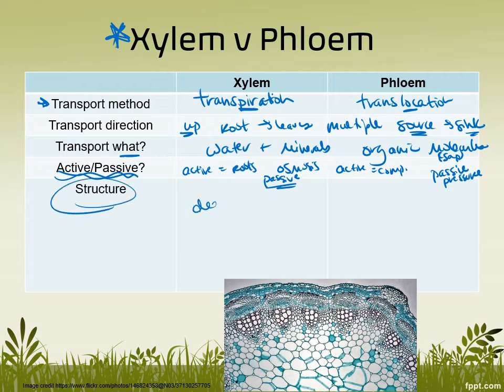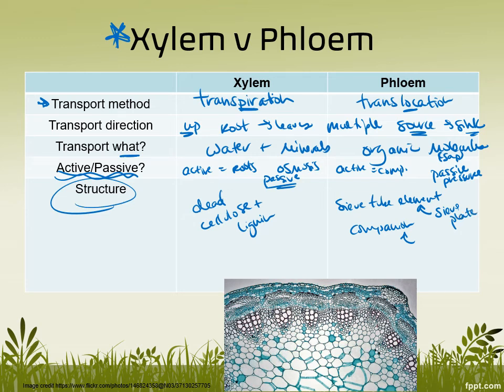Structure, xylem is completely dead. We have just cellulose cell walls and that lignin that helps to support the cellulose. In our phloem, we have two kinds of cells. We have the sieve tube element cells, and then we have the companion cells. These guys are almost dead, but not quite yet. Companion cells are quite alive. The sieve tube element cells have special cell walls called sieve plates between them that allows that sucrose to move super, super easy.